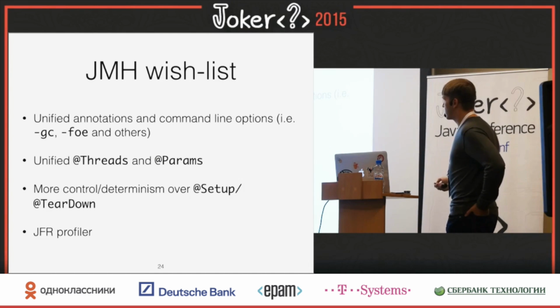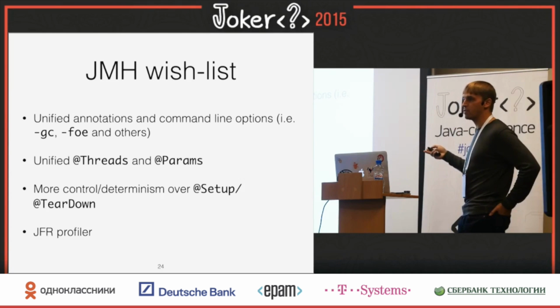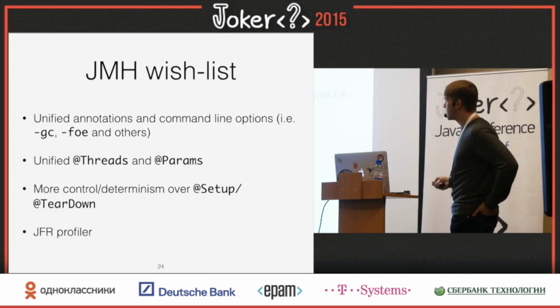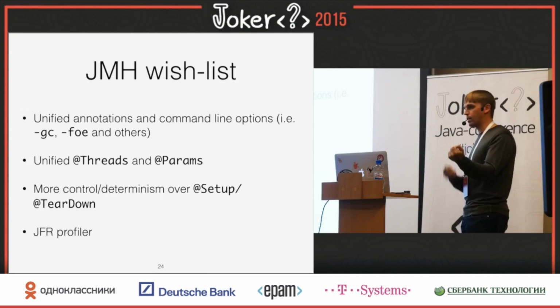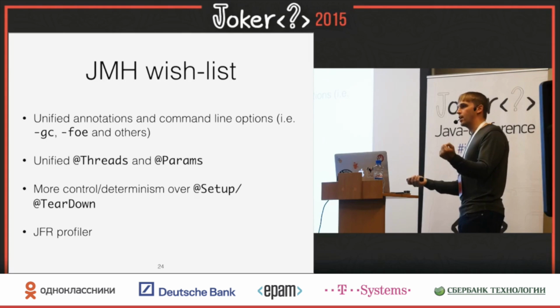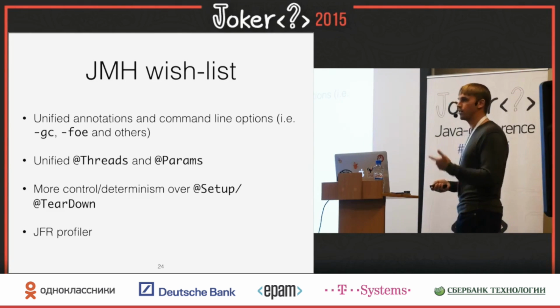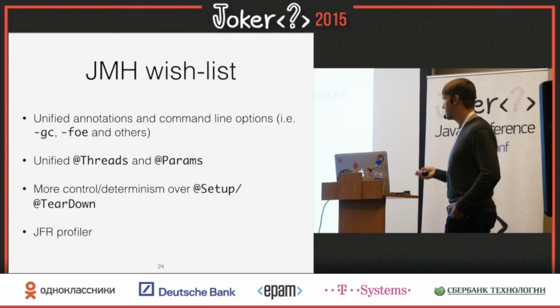Threads and params, my favorite one. If you use params, you can specify multiple values. So you can say 1, 10, 10,000, 1 million. If you use threads, you can only put one value. So you cannot say, I want to run my benchmark with a single thread and then with 4 threads. You have to run it 2 times. You have to say -t1, -t4, on the command line, or API. Tiny little things, but which make you think.